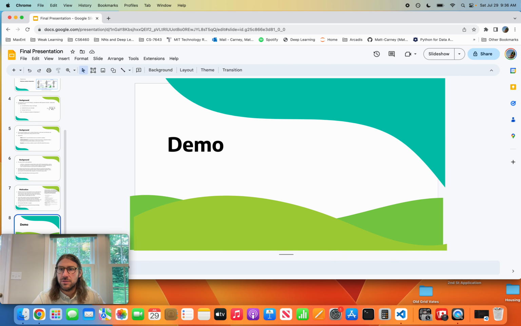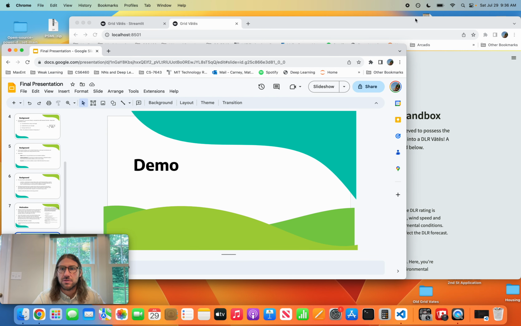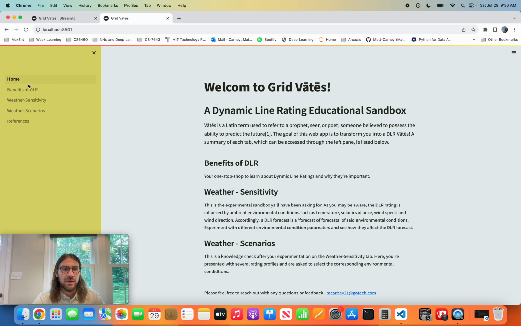Okay, so we'll go to the demo. I used Streamlit, which is a Python-based web framework. So here is the landing page. You can see here, it's just a quick introduction. Oh, and I also forgot to mention, Vates is a Latin term used to refer to a prophet, seer, poet, someone believed to possess the ability to predict the future. And the goal of this web app is to transform you into a DLR Vates.